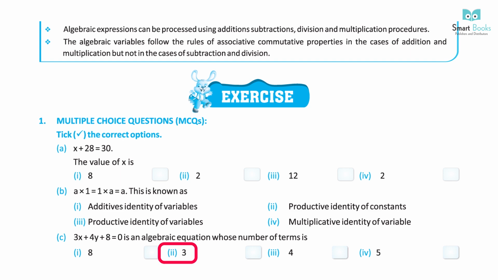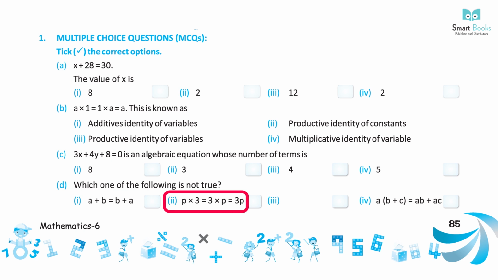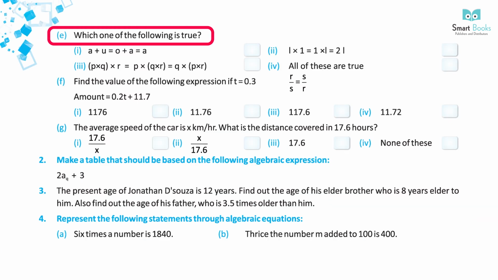Solution. Second, 3. D. Which one of the following is not true? First, a plus b equals b plus a. Second, p into 3 equals 3 into p equals 3p. Third, a into (b plus c) equals ab plus ac. Solution. Third.